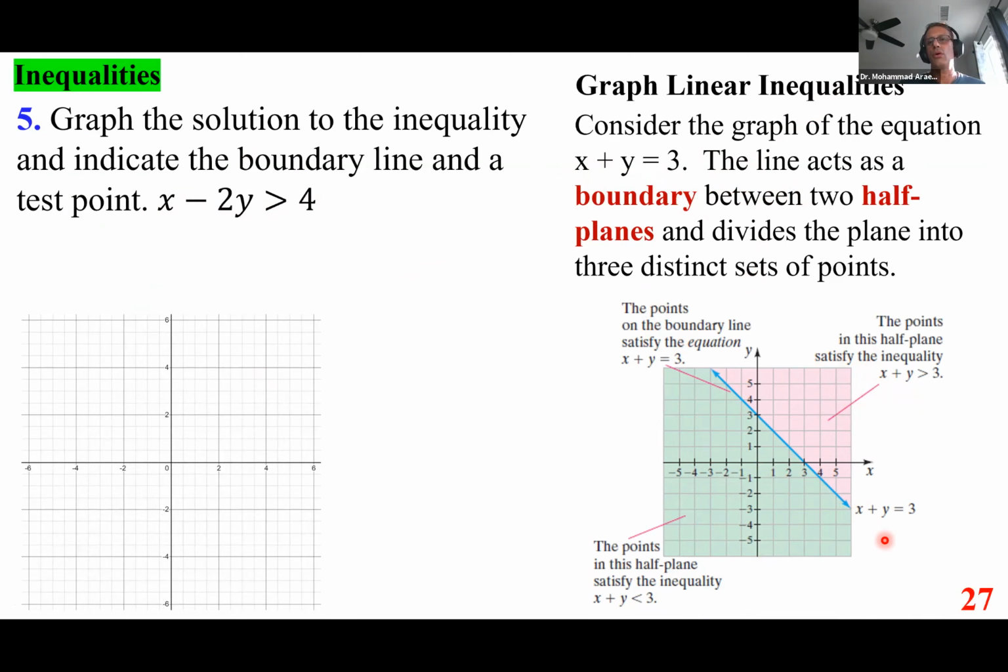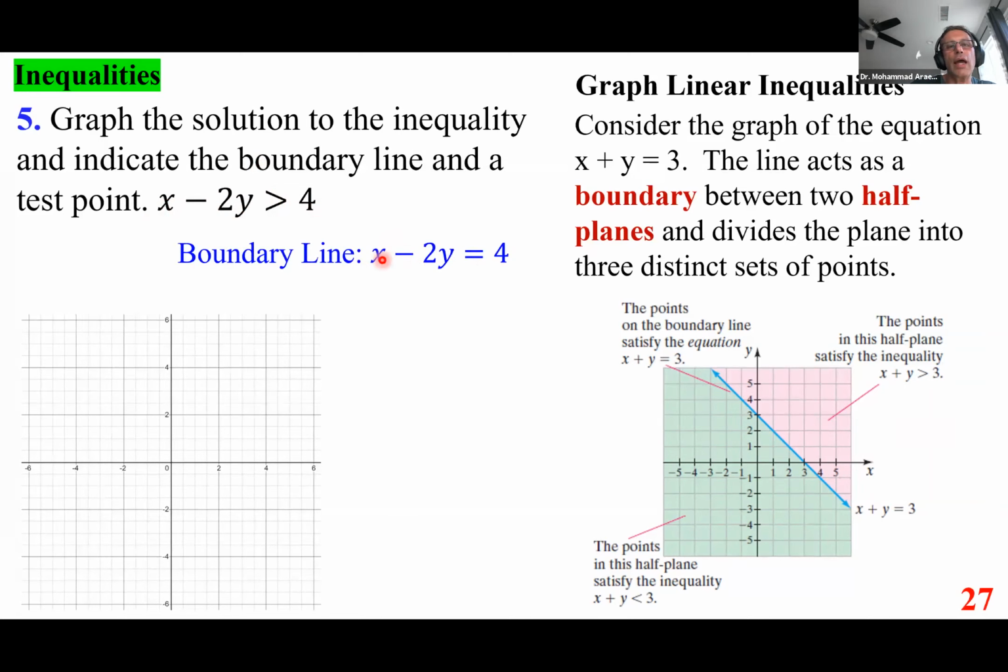So x plus y larger than 3 is here, x plus y less than 3 is here, here's a boundary line. So the way I'm going to approach it is to start with a boundary line. No matter what's given to me, I will change that to equality. Step 1, change this to equality. And this is a line, we call it a boundary line, and this is a line everybody can graph.